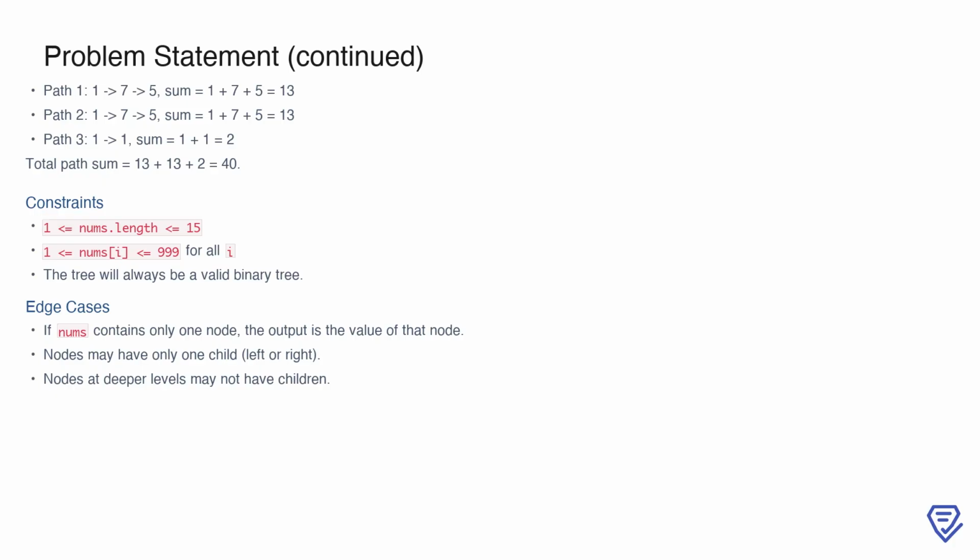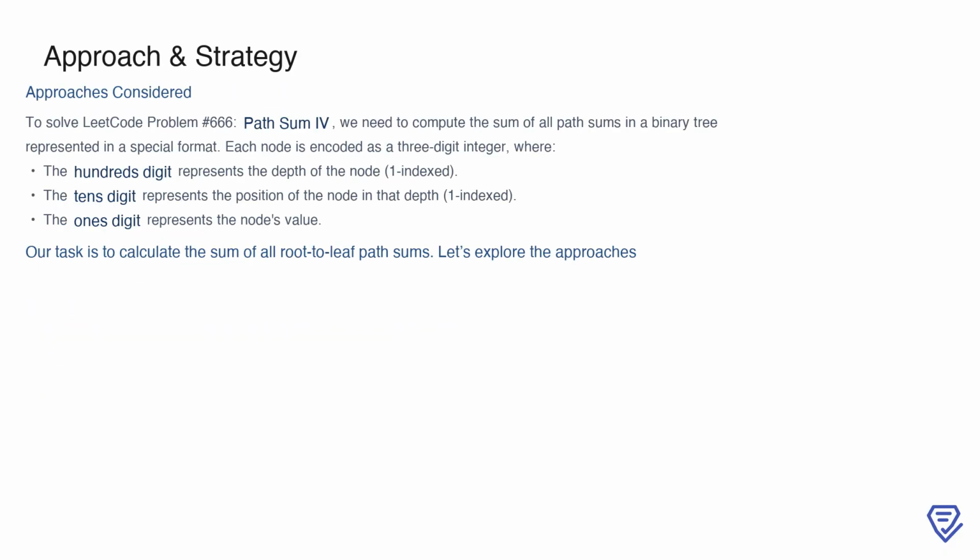Finally, let's review some constraints and edge cases to keep in mind while solving this problem. To tackle the Path Sum IV problem, we need to calculate the sum of all root-to-leaf path sums in a binary tree. What makes this problem unique is how the tree is represented. Each node is given as a 3-digit integer, where the hundreds digit indicates the depth of the node, the tens digit specifies its position within that depth, and the ones digit gives the node's value. Using this encoding, we can identify each node's position and value in the tree.